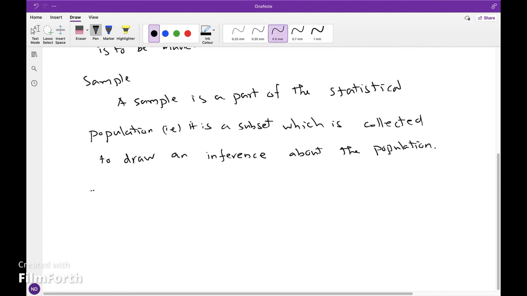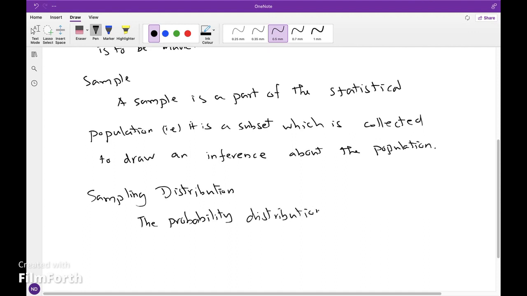Sampling distribution. The probability distribution of such statistics is called the sampling distribution.